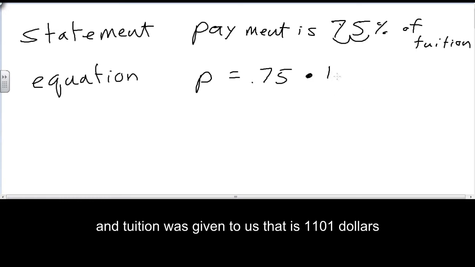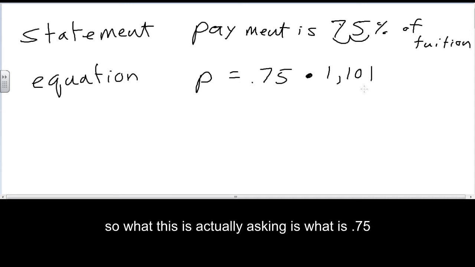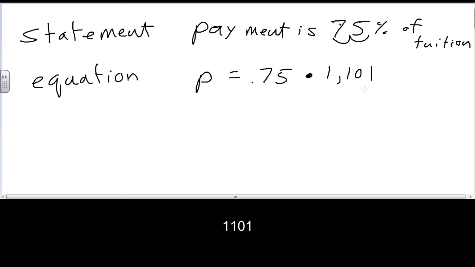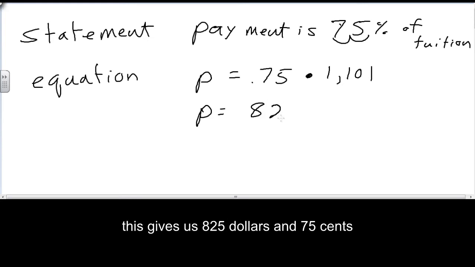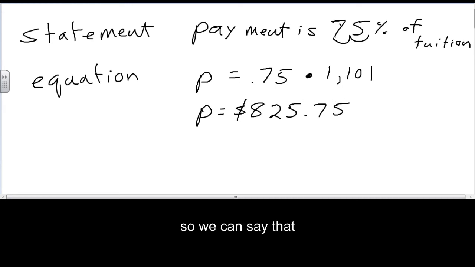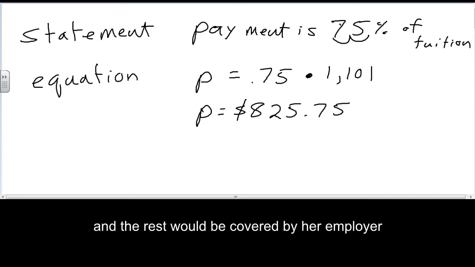That is $1,101. So what this is actually asking is, what is 0.75 times 1,101? So this gives us $825.75. So we can say that she has to pay $825.75, and the rest will be covered by her employer.